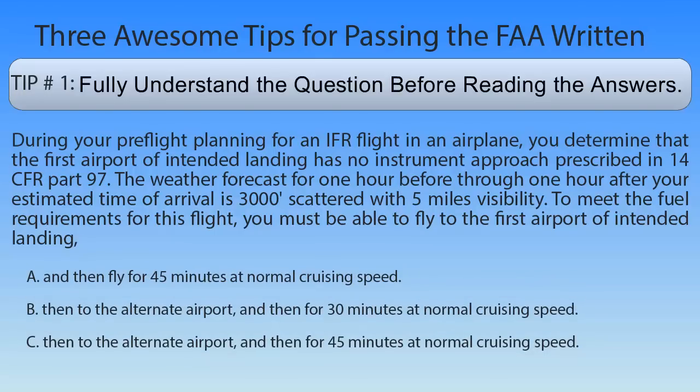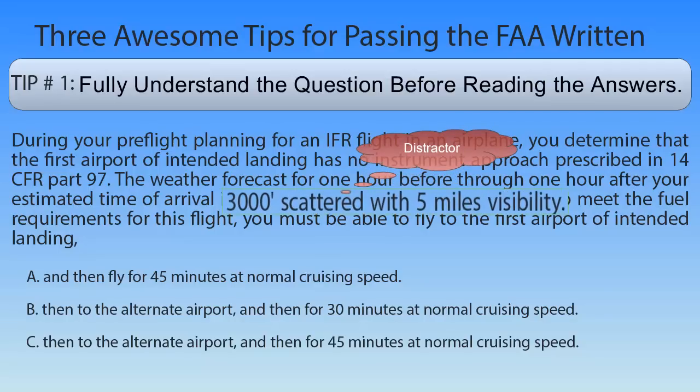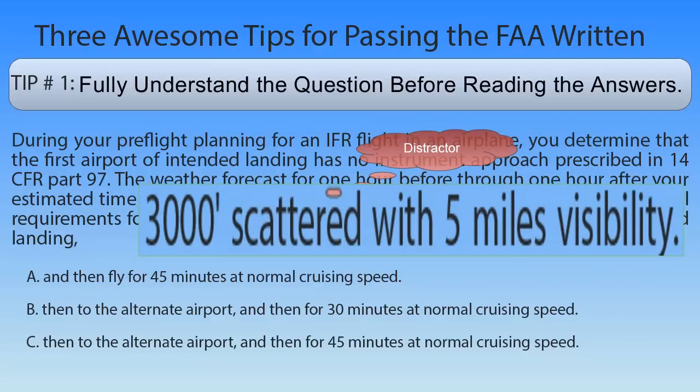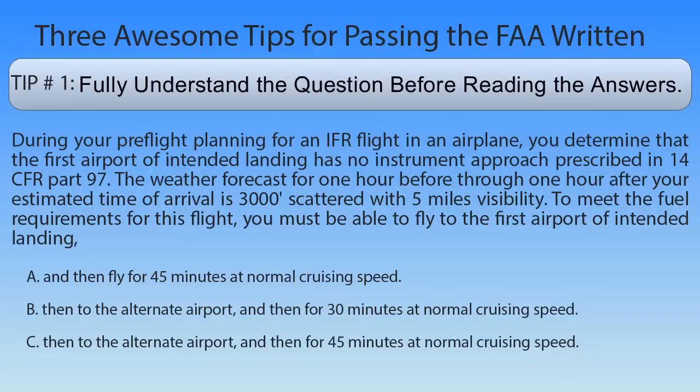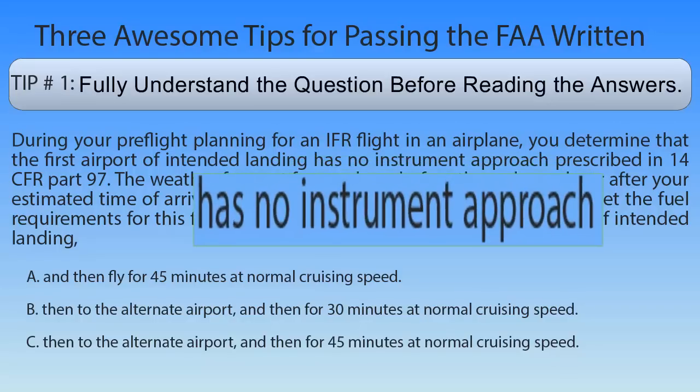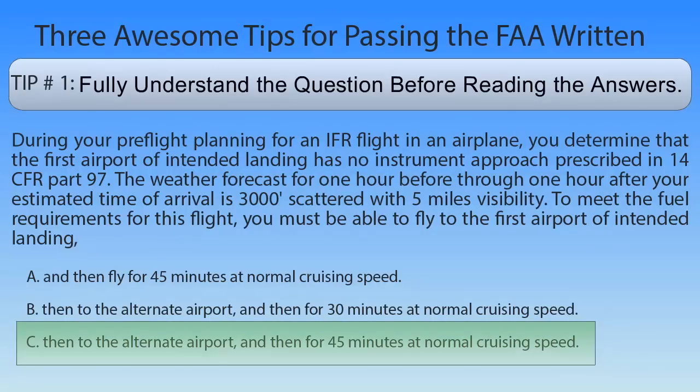If you read the question quickly, you will lose the most important part of the question itself and jump immediately to the distractor, which is 3,000 feet scattered and 5 miles visibility. This would require no alternate, so A would be the correct answer. But reading the question thoroughly would reveal you determined the airport of intended landing has no instrument approach. The regulations, although not clearly, dictate that if you file to an airport without an instrument approach procedure, you are also required to file an alternate, making C your correct answer.